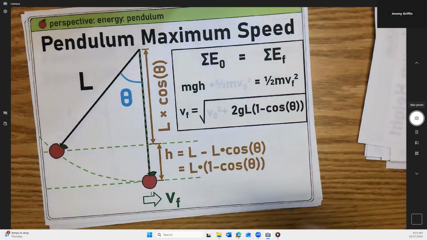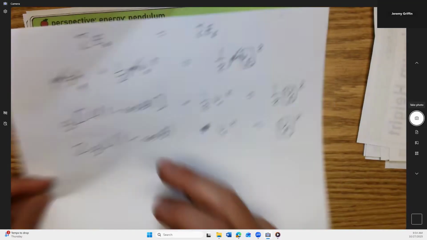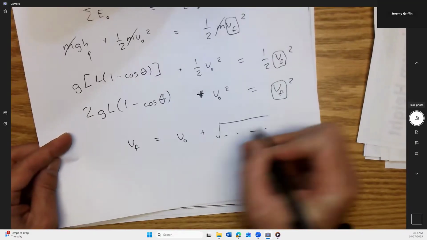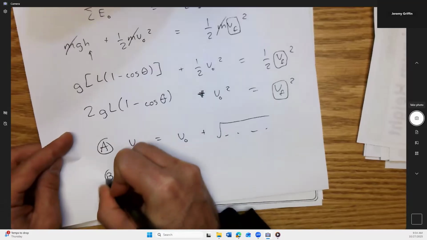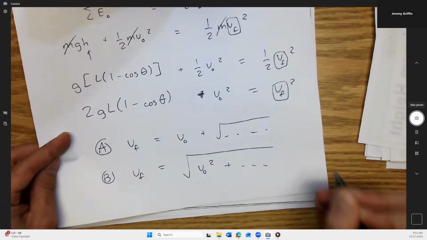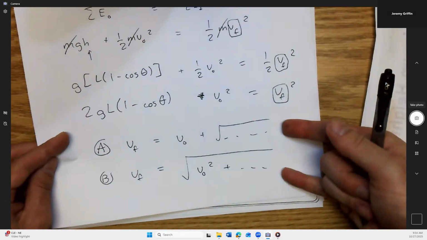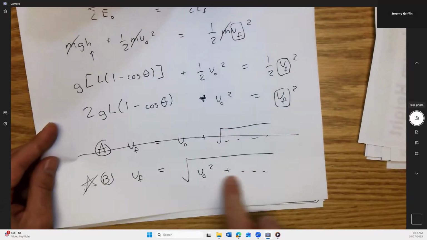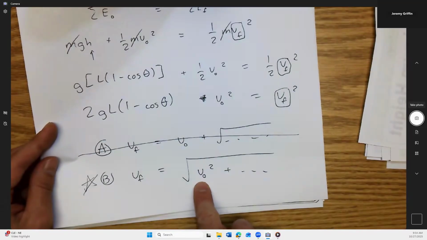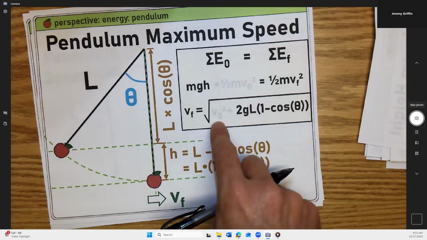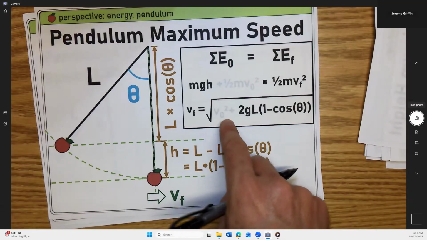Now, here's a really common misconception. Should I say v final equals v initial plus the square root of blah blah blah, that's option A, or option B, v final equals the square root of v initial squared plus blah blah blah? Which one of those is correct, A or B? B. That's right, right here. That's a really common mistake that students make too. You can see right here, because I wanted you to see what happens if you give it a push. That push shows up as v squared inside the square root, and then you do plus.